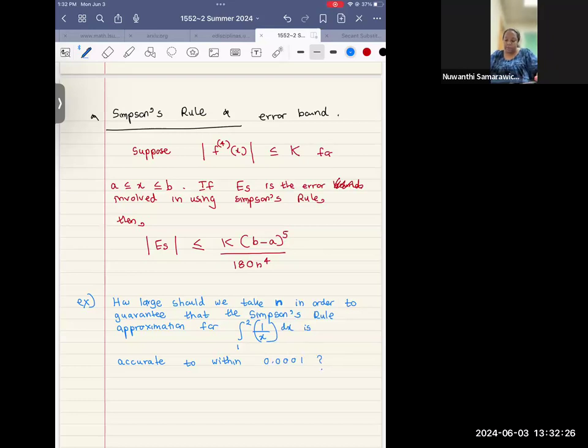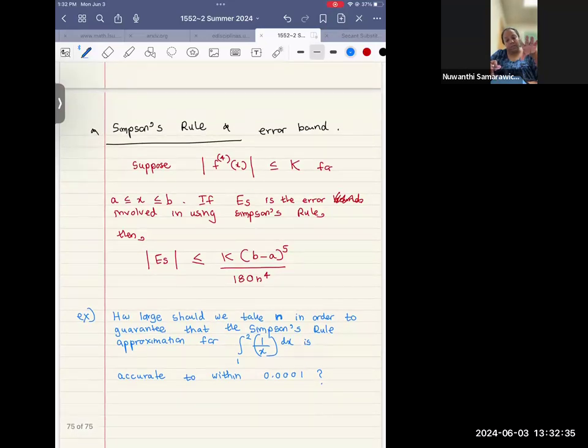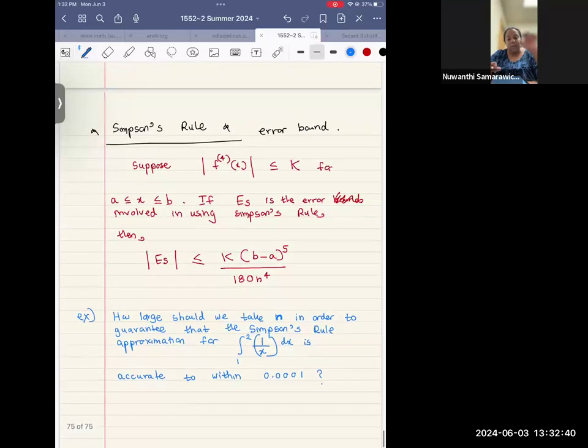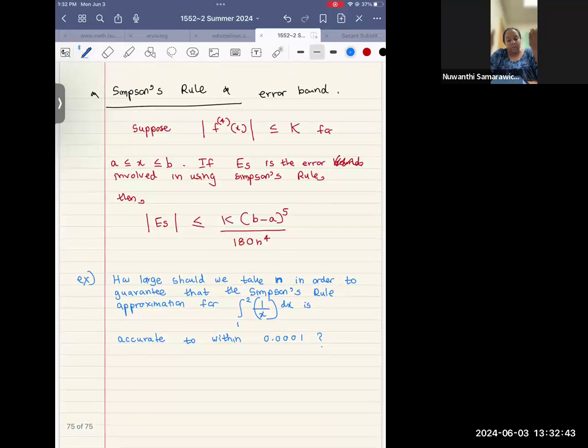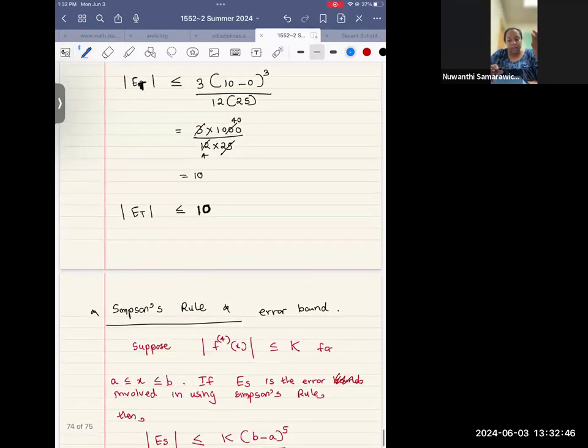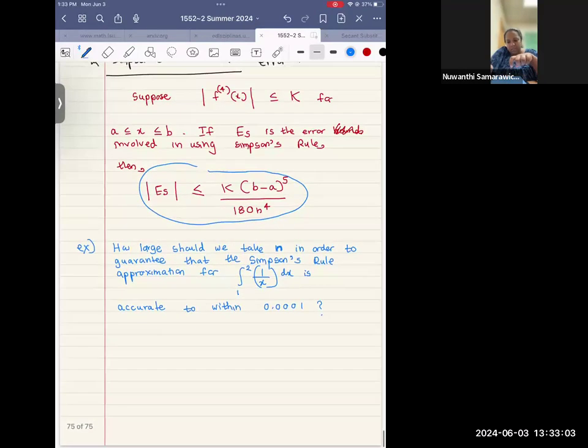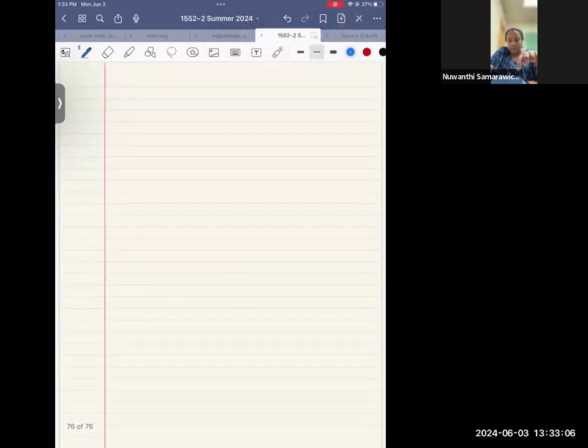These are the types of questions that you will get. This is not examinable, I don't examine from this part, and you don't get any homework from it. But just to know, this is how you find the error bound when you approximate with Simpson's rule. So let's practice this question for your knowledge.